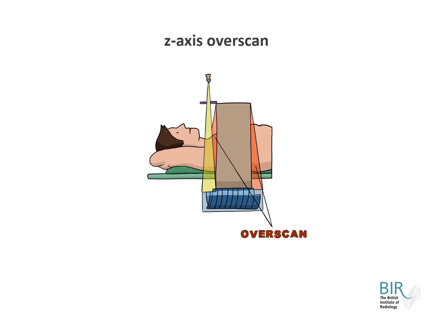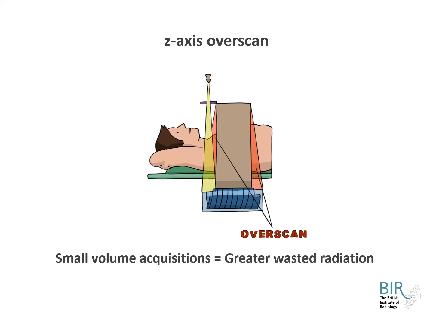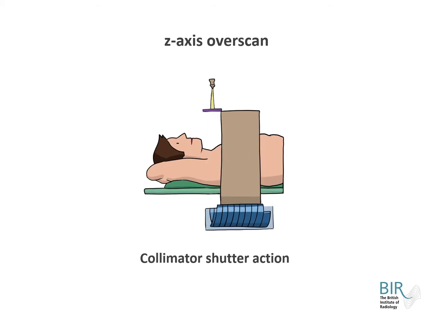In helical scanning, the first image can only be reconstructed at the first point in the helix, where 180 plus fan angle projections are available. Therefore, radiation is wasted until this point is achieved, and this is the Z-axis overscan. The proportion of wasted radiation is greatest in small volume acquisitions. This can be eliminated by moving the collimator blades in the Z-axis direction at the beginning and end of the scanned volume. This is referred to as collimator shutter action.